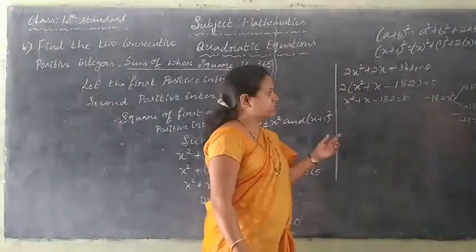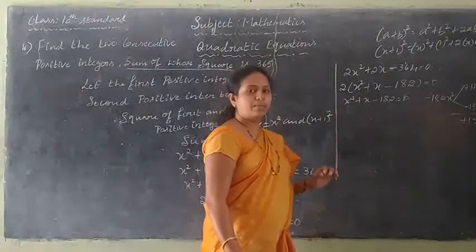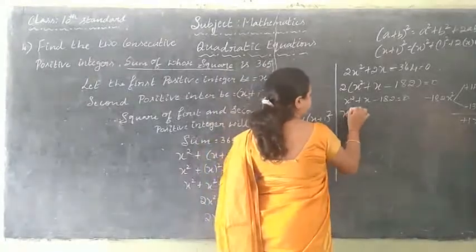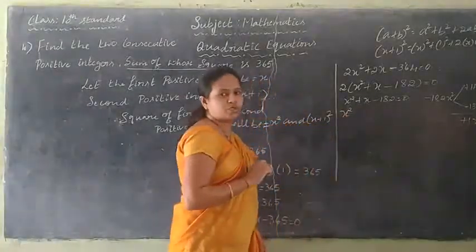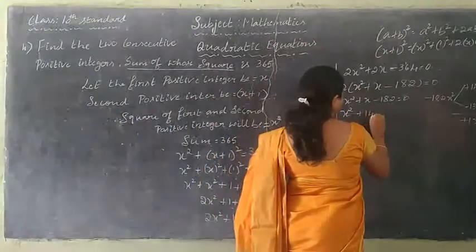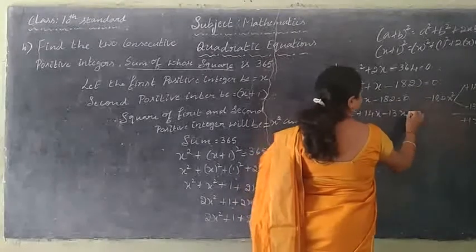x into x is x square. In the same way, when you subtract 13 from 14, you are going to get plus 1x. Right? Now, write the first term as it is. Instead of the middle term, we are going to write two factors, that is 14x and minus 13x, and the last term as this, children.